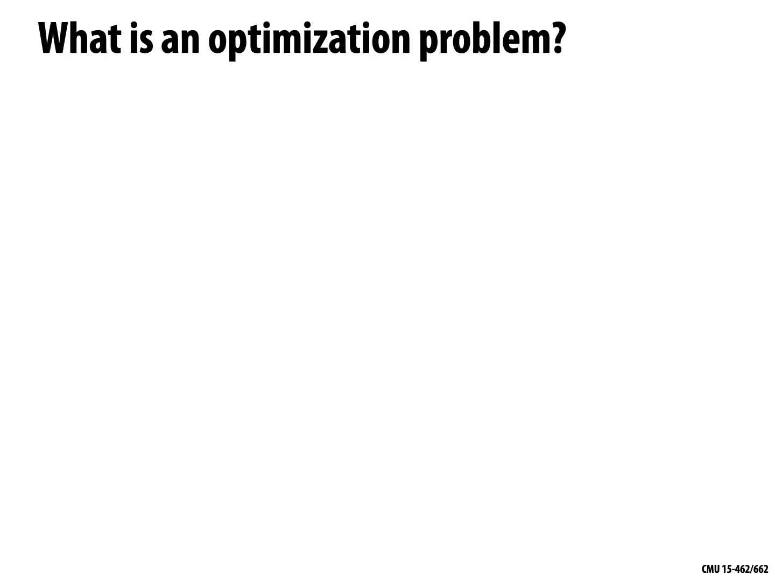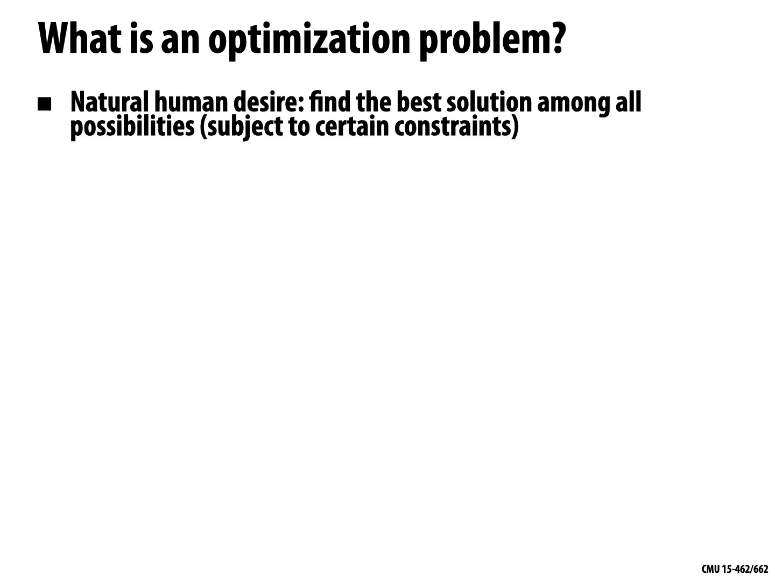So before getting ahead of ourselves, we have to really say, what is an optimization problem? And this is a pretty natural way that people like to think about things, right? You have some task at hand, some problem you want to solve, and what you'd like to do is get the best possible solution among all possibilities.